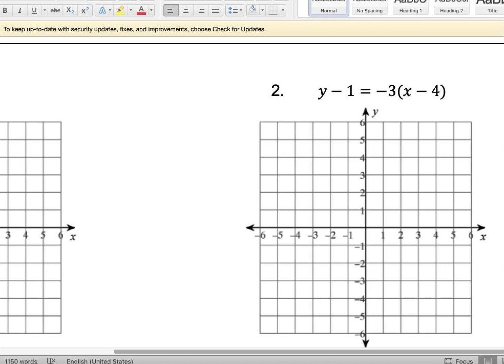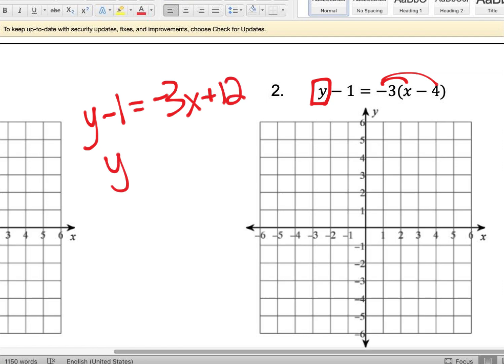This is the one that's in point slope form. So if you are comfortable with point slope form, I actually don't. It's kind of easy if you do it, but it's just one more thing to remember. So if you just want to say, you know what, I'm going to get my y by itself, that's totally fine. I need to distribute the -3, right? So I'll do it off to the side. I'll have y minus 1 equals -3x, and then if I distribute -3 to -4, it's going to be plus 12. And then I'll have to add 1, so I'll get y equals -3x plus 13.